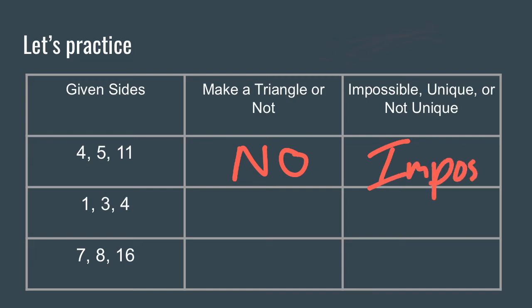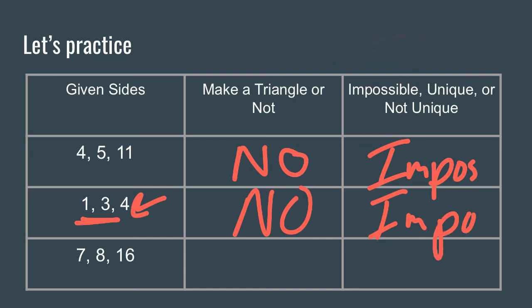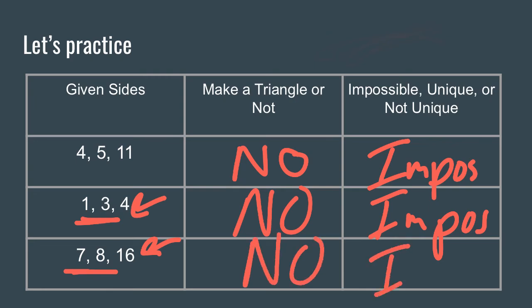If we look at 1, 3, and 4, again, you cannot make a triangle out of that because 1 and 3 add together to make 4, and it has to be greater than the third side, and the third side is 4. So again, this is impossible. And then on this slide, we would look at 7, 8, and 16. 7 and 8 add together to make 15, which is less than the larger one. So again, this is no, impossible.